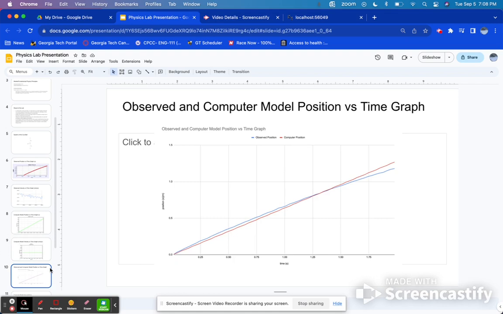And here's a comparison between the observed and computer model position versus time. As you can see, they're roughly the same, where the computer position stays completely linear the entire time. There's a slight negative acceleration on the observed position, and this is due to friction.